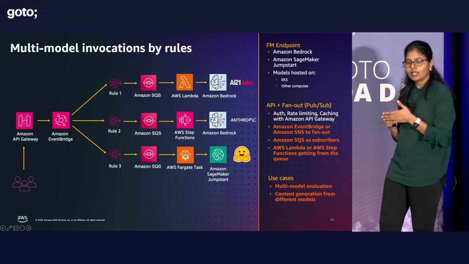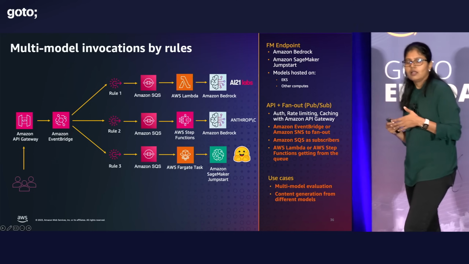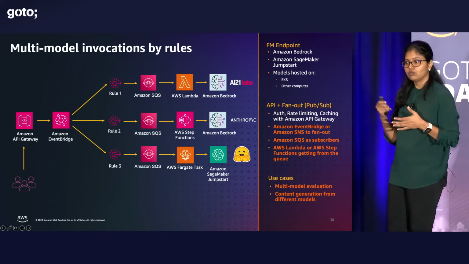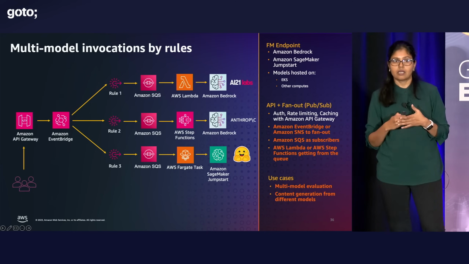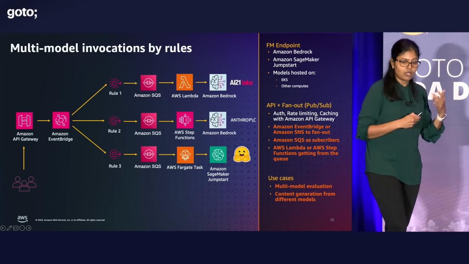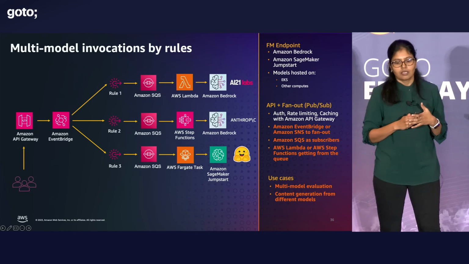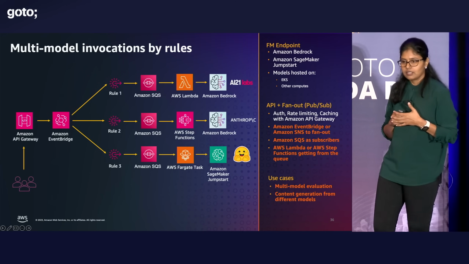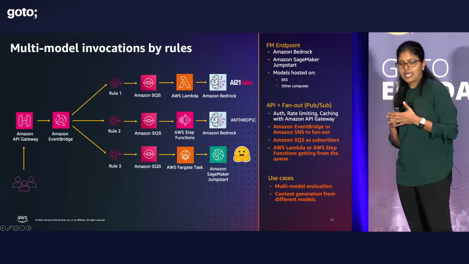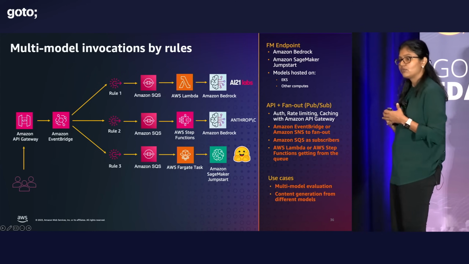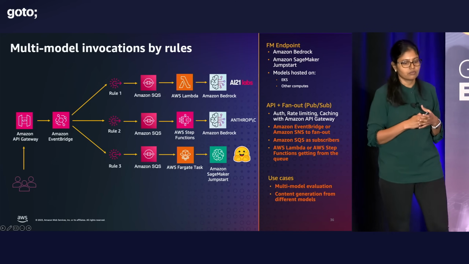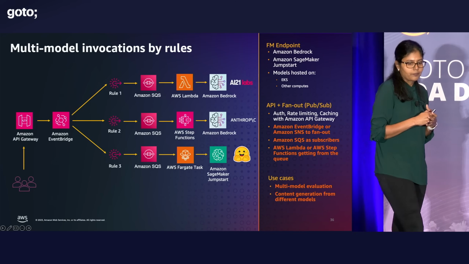When you're calling a text-based model, you can go with AWS Lambda. If you need to run a workflow, for example, use cases like prompt chaining, we'll talk about prompt chaining later, you can use AWS Step Functions. If it is an image task, or you need a task that needs to run for more than 15 minutes, you can use AWS Fargate connected to it.